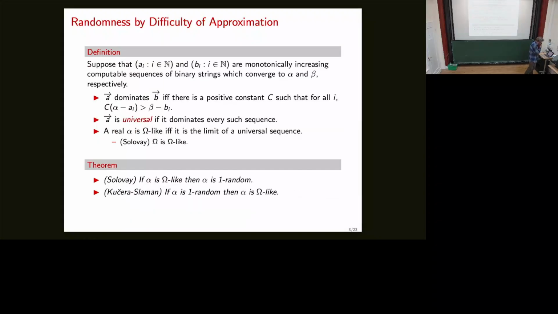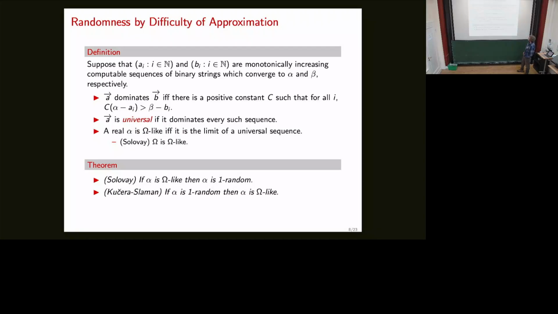Okay. Now, there's a third aspect of randomness in the realm of reals that are recursive in 0 prime, or reals that can be approximated. It comes out of this definition. Suppose that you have two sequences, monotonically increasing computable sequences of binary strings.